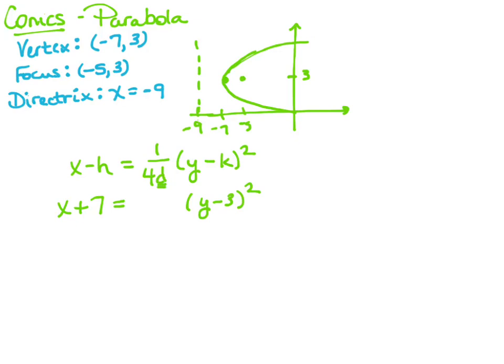Now the d value is the distance from the vertex to the focus. This distance is d, and it's also the same as the distance from the vertex to the directrix. And both of these distances here are 2. So our d value is 2, which means 1 over 4d would be 1 over 8. And last thing I want to think about is the sign here, if it should be positive or negative. Since my parabola is opening to the right, that is in the positive direction, and so my equation is positive. I should be positive over here on the right side, that 1 over 8. So that's our equation.